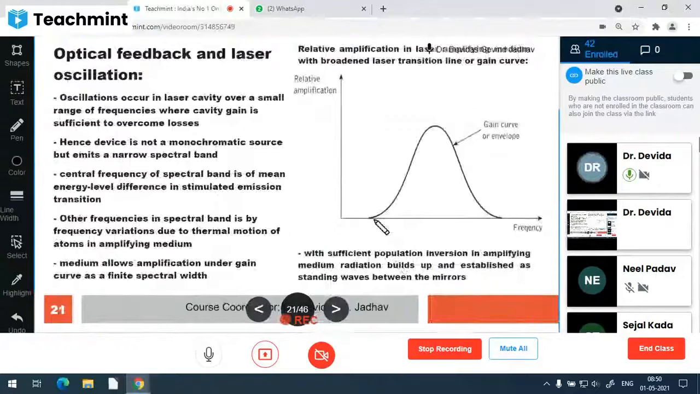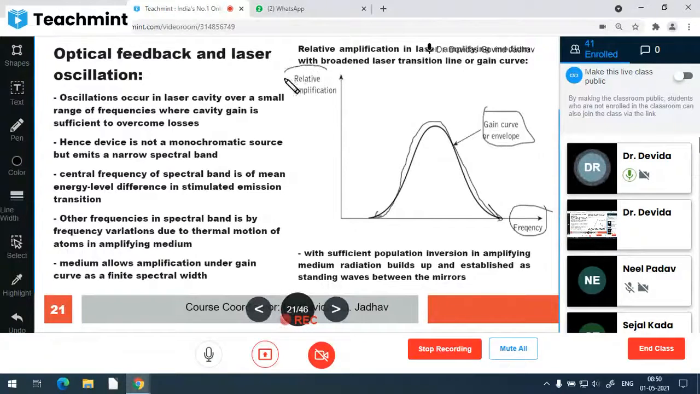Then the structure offers a particular gain curve. So within this curve only, the frequency on the x-axis is supported for amplification. Outside this curve, though there are theoretically possible frequencies, those are not supported by this structure. So the structure does not produce those photons, frequencies, or wavelengths which are outside this gain curve. Only the gain curve envelope generates the frequency. So theoretically, all the frequencies are possible.